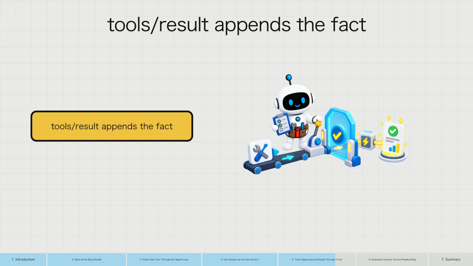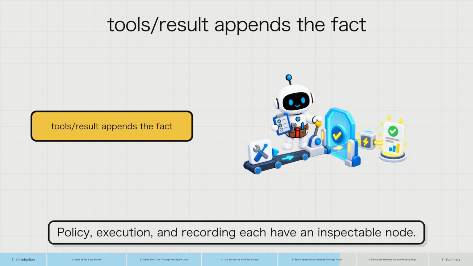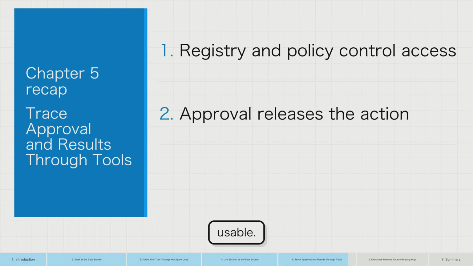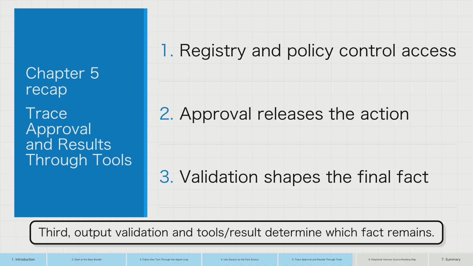This chain shows that approval is not decorative UI and a result is not an arbitrary string. Policy, execution, and recording each have an inspectable node. Chapter recap. First, registry scope and restrictions decide whether a tool is visible and usable. Second, approval and guards decide whether an action is released. Third, output validation and tools/result determine which fact remains.